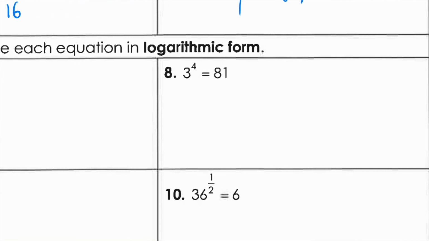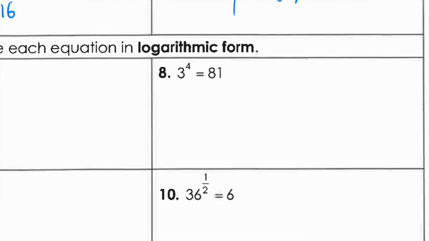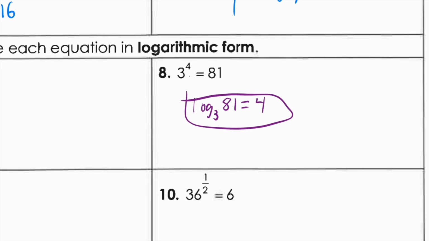Number 8 here, 3 to the 4th equals 81. So as we do this, it's log base 3. Whatever's being raised to a power is always your base. Of 81, the answer is what it's log of, and it's equal to your exponent, 4. Once again, this follows a spiral with 4 and 81.